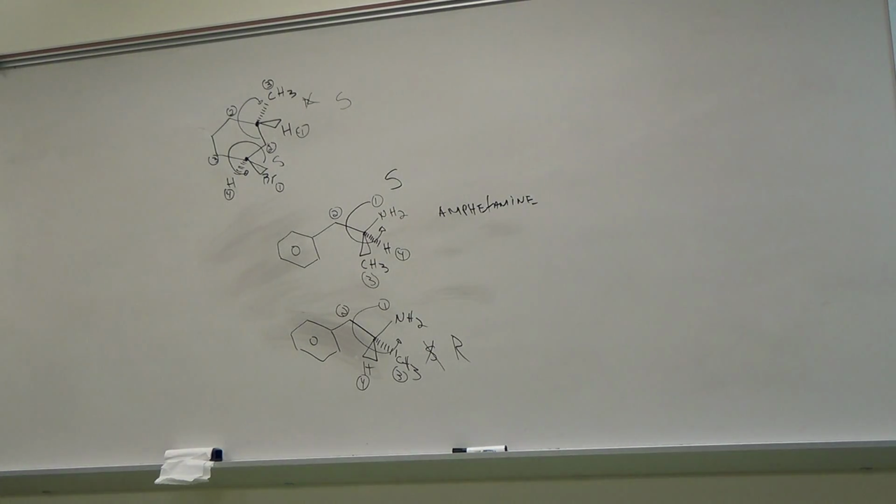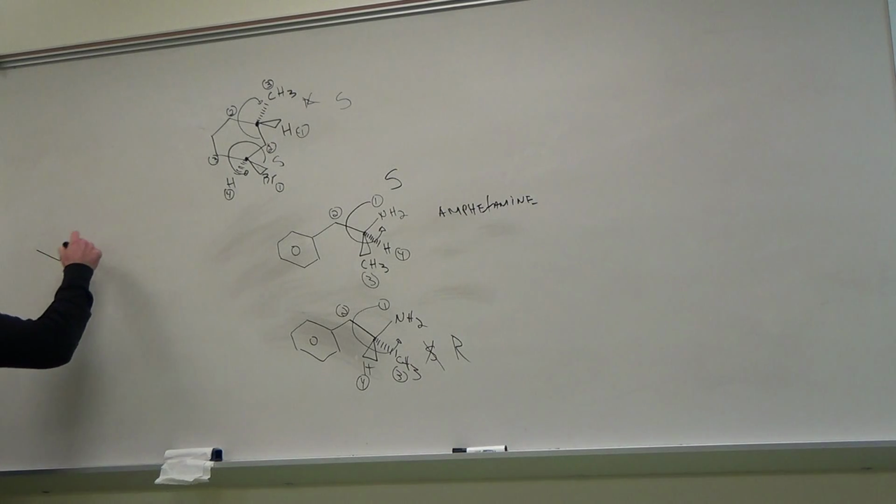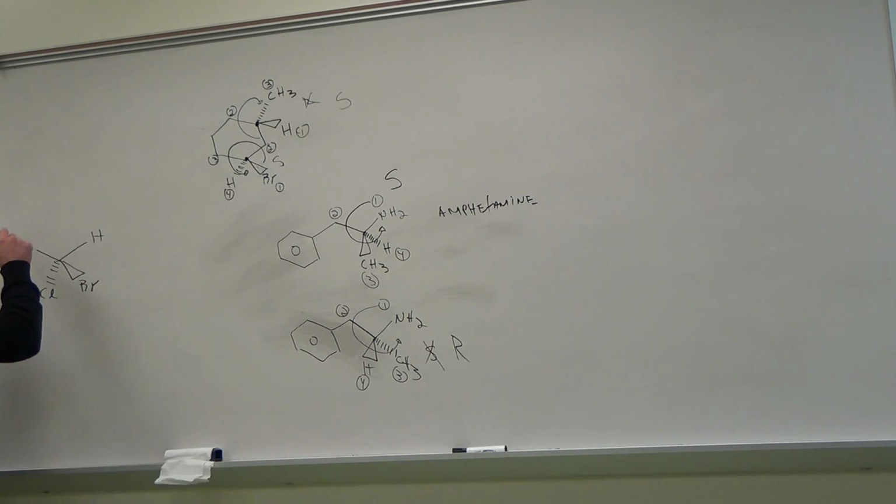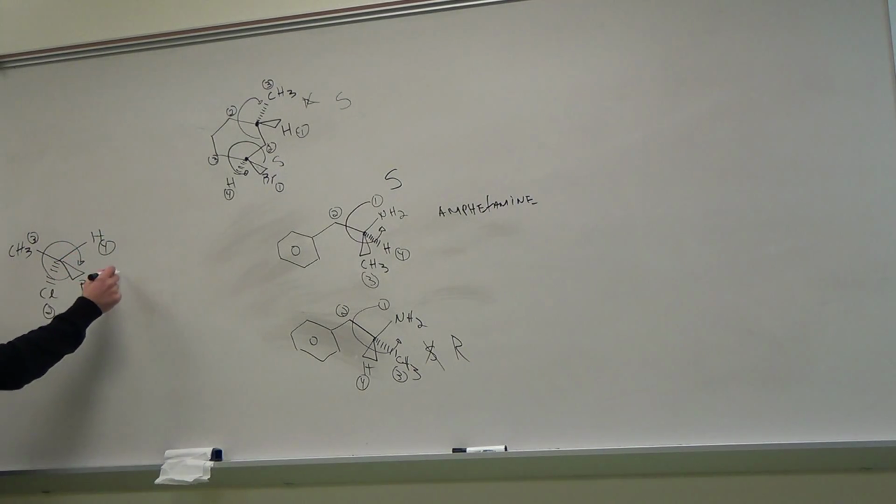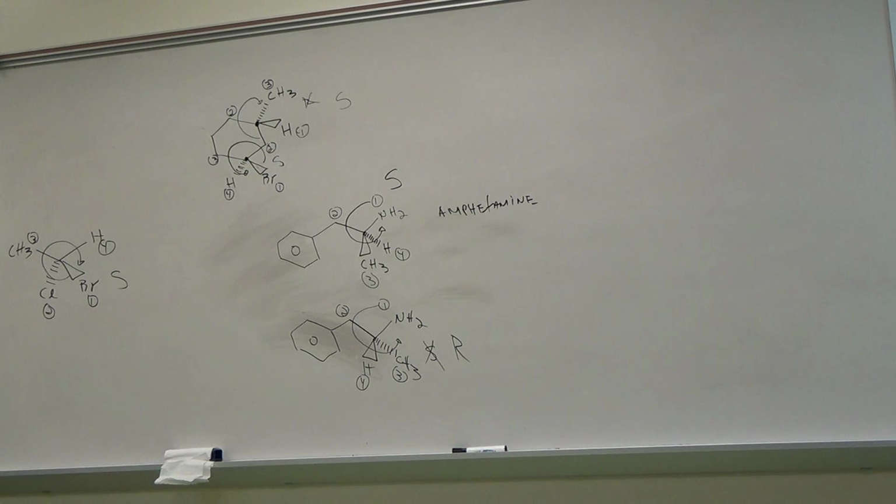If it is in the ones that are on the same plane like this, if the lowest priority is, let's say, like this, what do you do here? You just count it. If it is like this, highest priority, 1, 2, 3, and 4. Do I go 1, 2, 3, and I say this is S? Is that what I do? No. It's R.